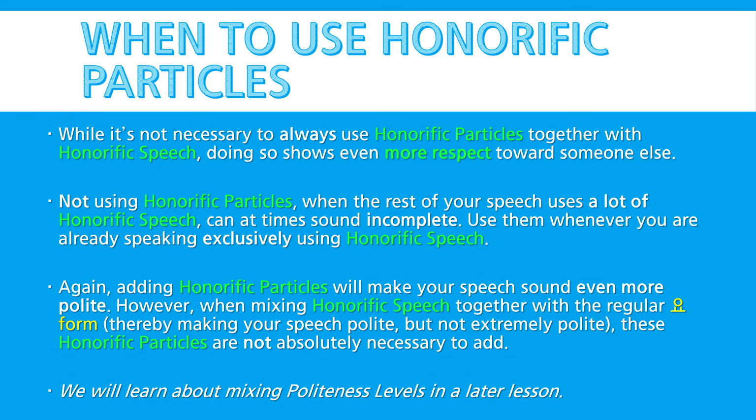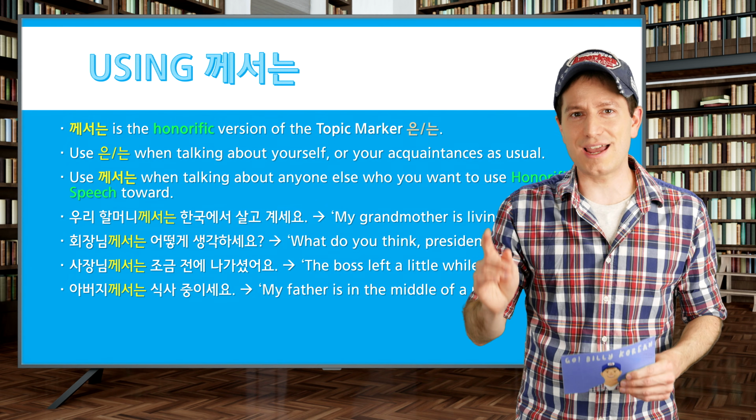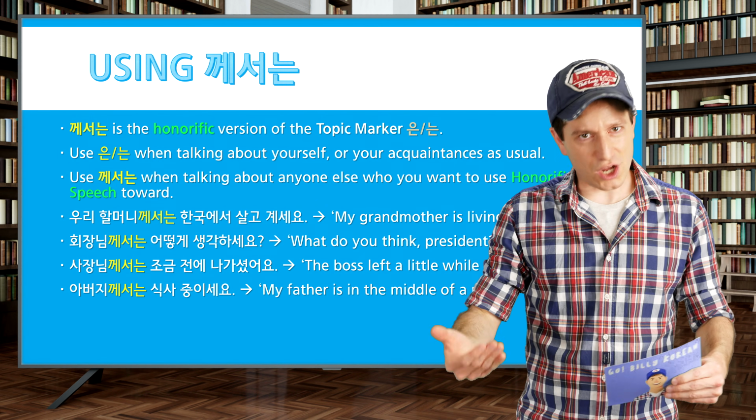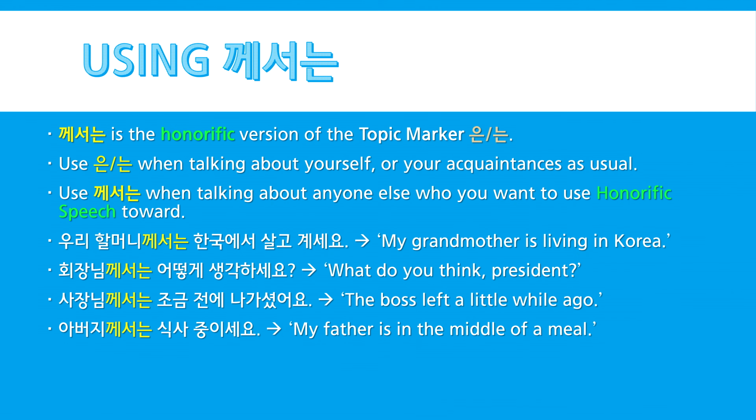However, when you're mixing honorific speech together with the regular yo form, therefore making your speech polite but not extremely polite, these honorific particles are not absolutely necessary to add. And we'll learn about mixing politeness levels in a later lesson. So let's talk about each of these particles one at a time, starting with the honorific version of the topic marker, 께서는. You'll use the regular topic marker, 은 or 는, when you're talking about yourself or your acquaintances as usual. And you can use 께서는 when talking about anyone else who you would want to use honorific speech toward.